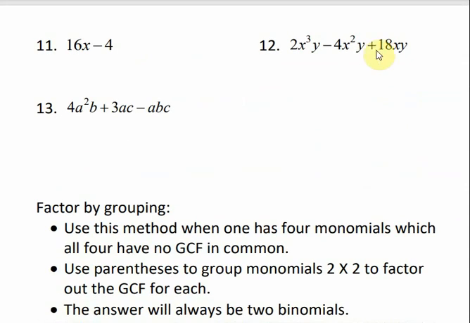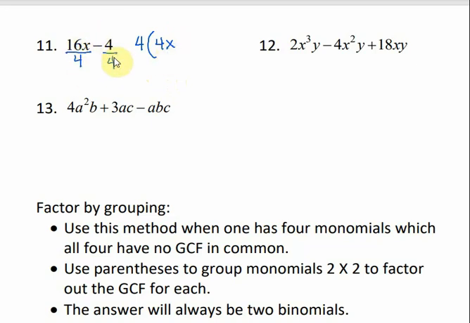Okay, in number 11, what do they have in common? 4 would be the greatest common factor. All right, so if I divide 16x by 4, I get 4x. Now this is a common mistake that students make. Let me go ahead and write it out like I've been doing. If I divide this by 4, divide this by 4, 16x divided by 4 is 4x.